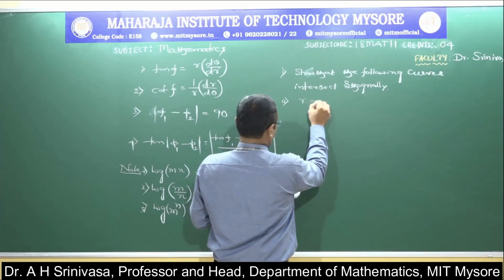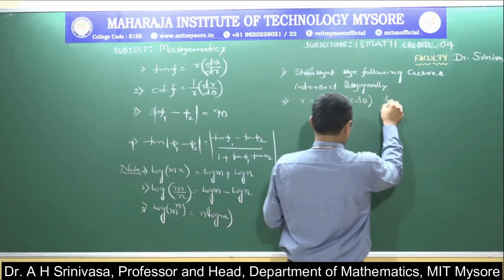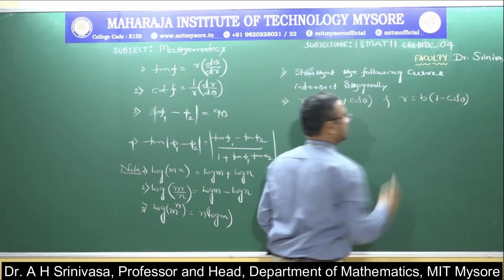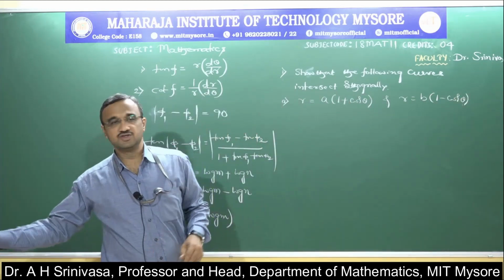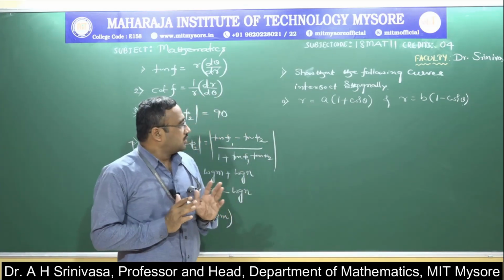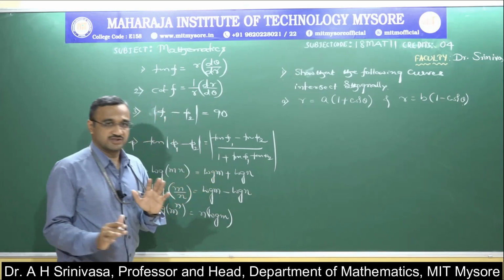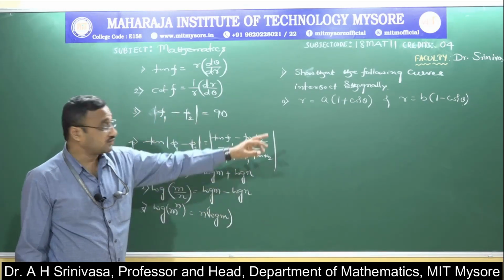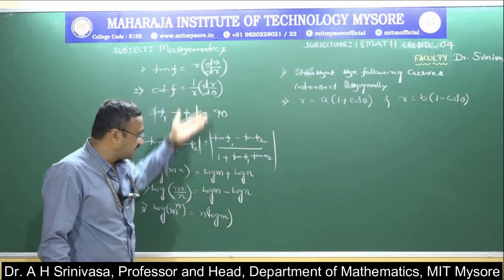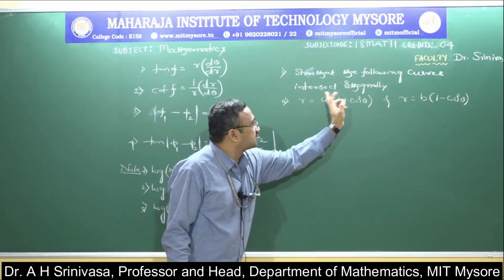There is r equal to a times (1 plus cos theta) and r equal to b times (1 minus cos theta). This is the problem they have given. They ask you to show that these two curves intersect orthogonally. Whenever you go to the evaluation of this problem, you have to remember these basic properties. We are going to solve this problem using the basic concept. What they ask in the problem is to show that the curves intersect orthogonally.